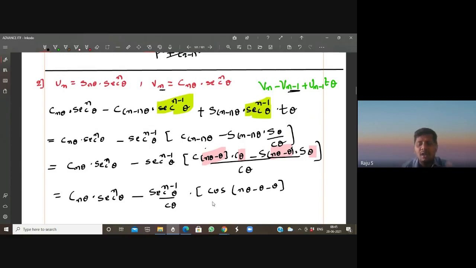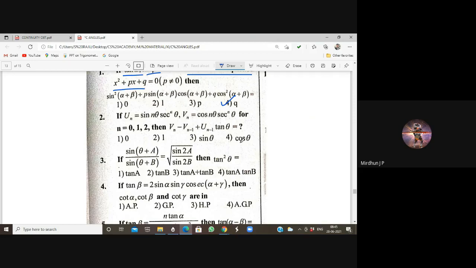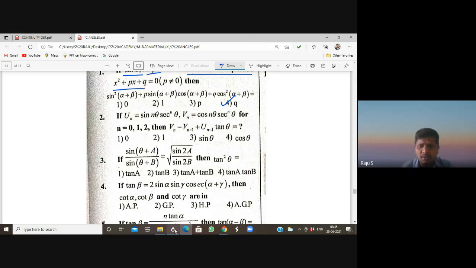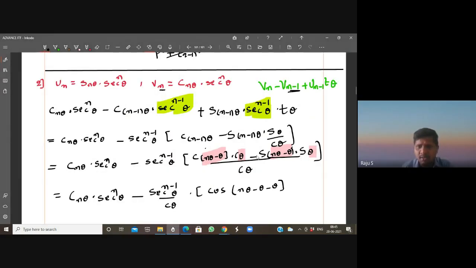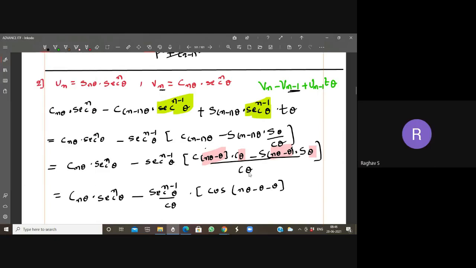So what is the correct option they have given? Once you check the answer, whether 0 or 1 or sin theta or cos theta. They have given 0 as the answer, sir. But if you take plus instead of minus, you never get any answer from the given options. Here it is minus, and cos A cos B minus sin A sin B is cos A plus B.